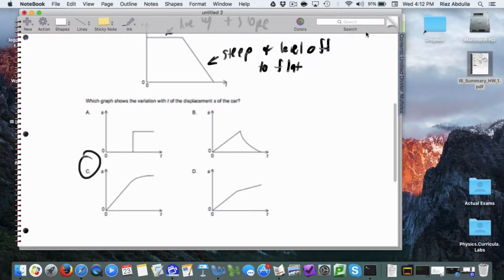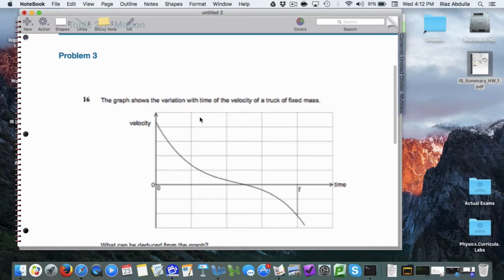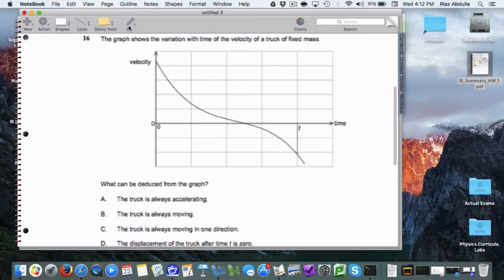All right. And then for number 3, we have velocity versus time. So what can we say about this truck? So let's look at choice B. It says the truck is always moving right here via 0. So that's not true. Is the truck always moving in one direction? Well, it's positive going forward here, negative going backwards here, so that's false.